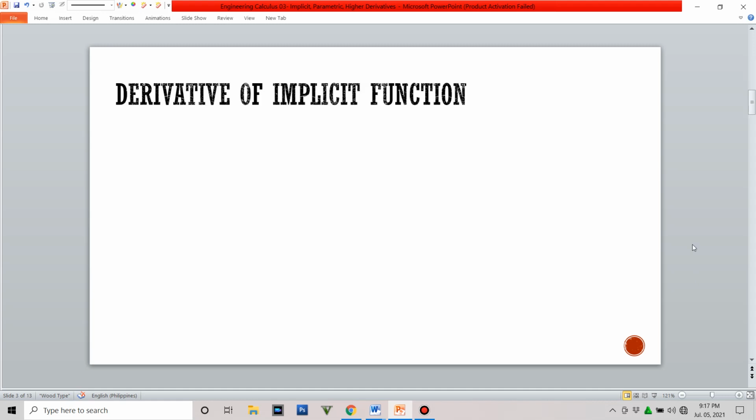So to start with, we have the derivative of implicit functions. So this is simply to differentiate a function with respect to an independent variable. So meaning we must be aware what is the dependent and the independent variable, and normally we differentiate the independent variable.